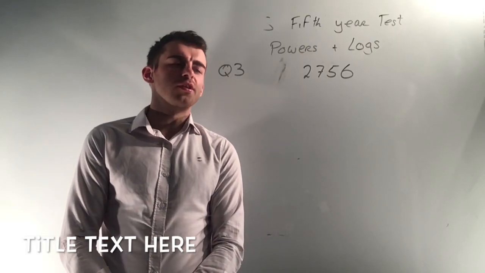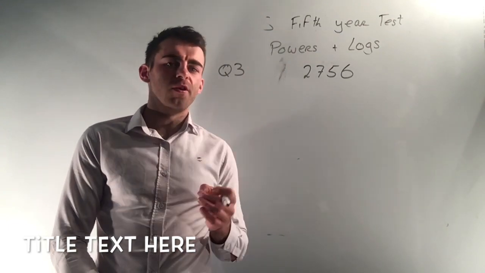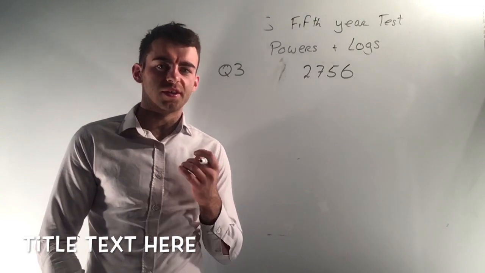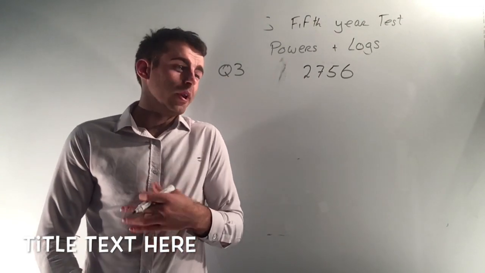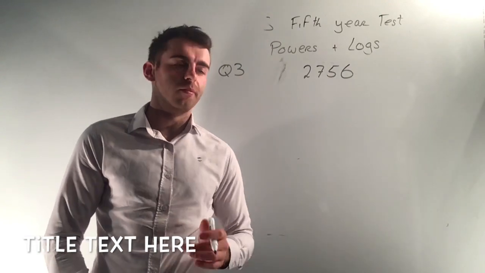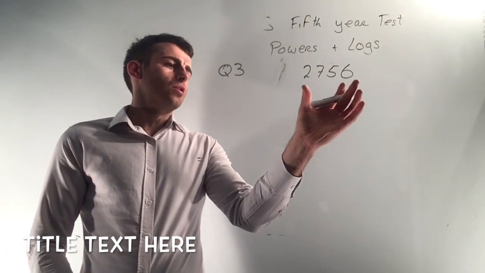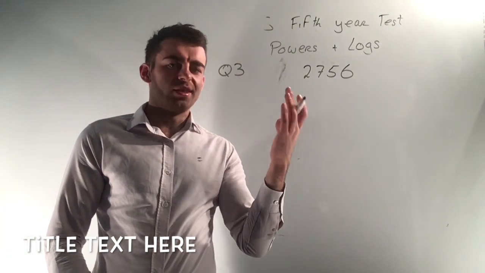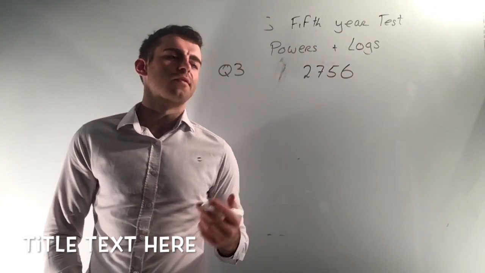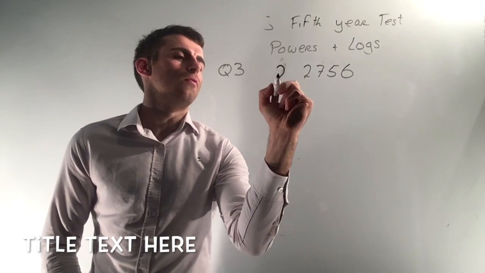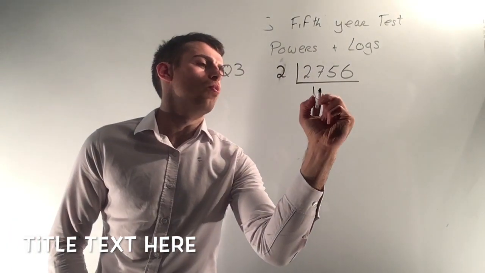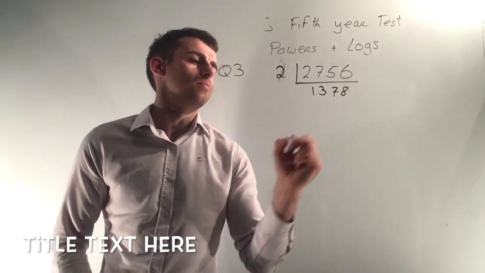Okay, so question 3 here asks me to use the fundamental theorem of arithmetic to rewrite 2756 as a product of prime numbers. So basically, just keep dividing in prime numbers until you're left with only prime numbers. First thing you should recognize is that 2756 is even. And if it's even, then we definitely know that 2 is going to divide into it. So the first thing I'll do is divide 2 into 2756, and I'll get 1378.